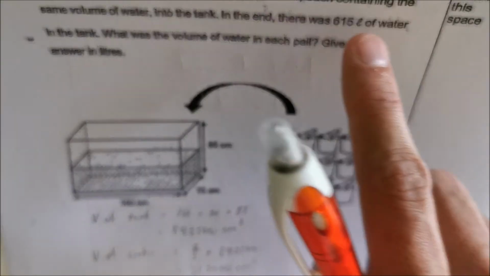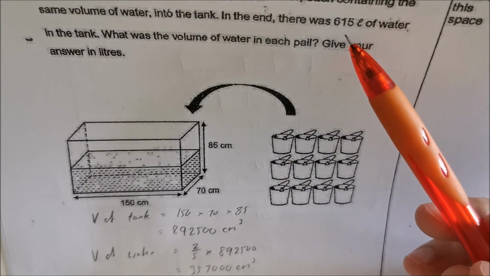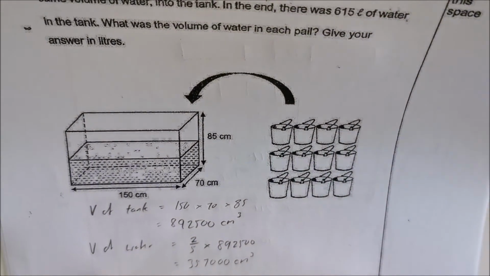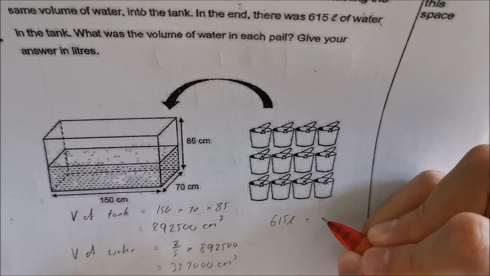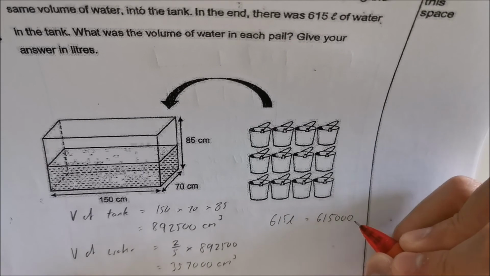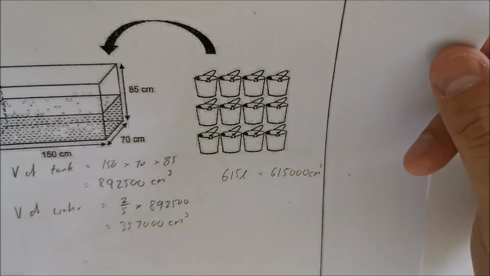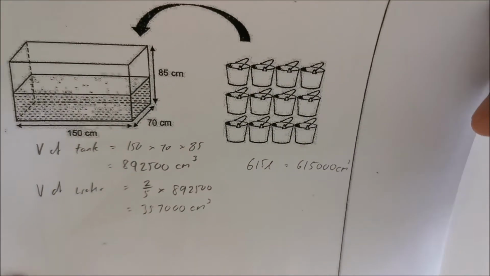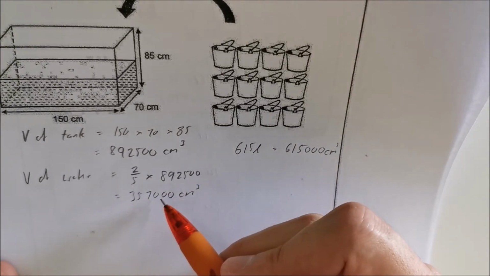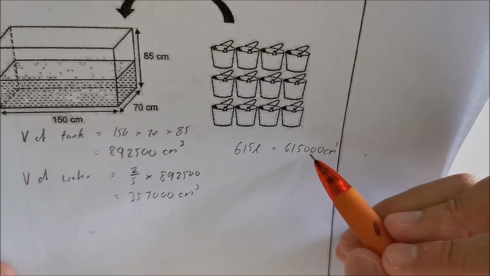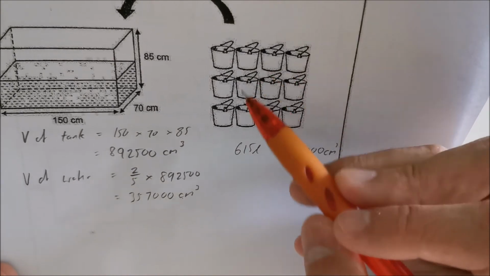Then in the end, when I pour in 12 pails of water, right, the volume increased to 615 liter. Okay, so 615 liter, I will change it to 615,000 cubic centimeter, because 1 liter is 1000 cubic centimeter. Okay, so what I can do now is this. The water initially is 357,000, then at the end is 615,000. So that means the difference must have come from this 12 pails of water.